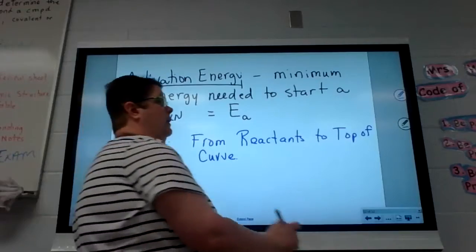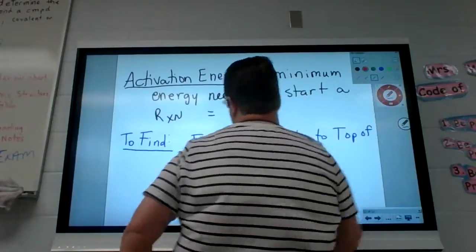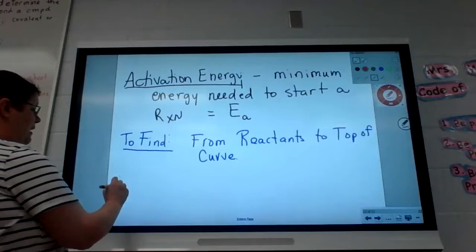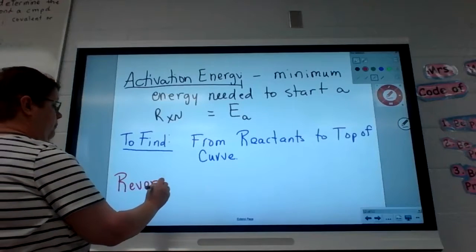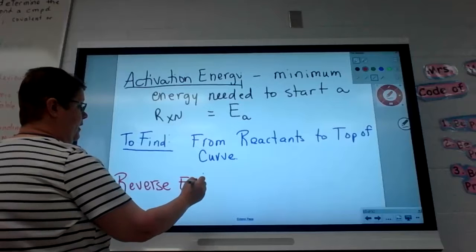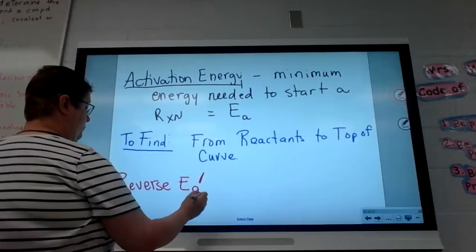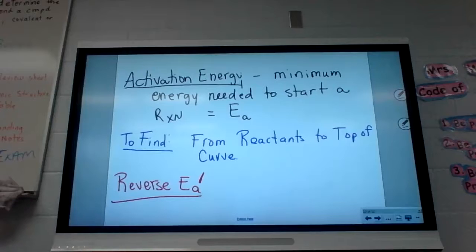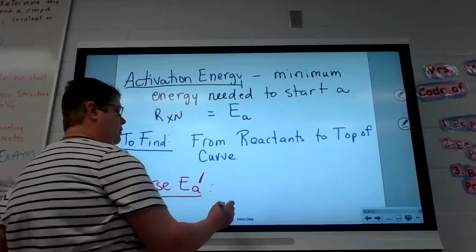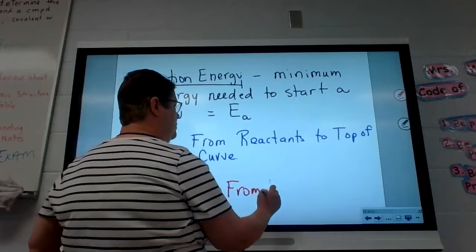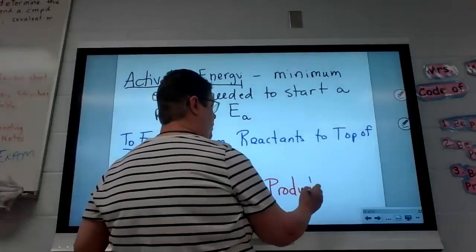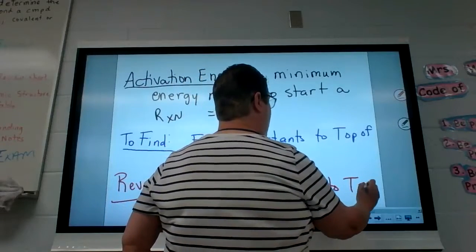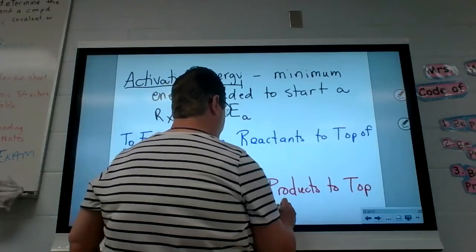Now, we will also do reverse activation energy, and it has an accent mark on it. So if we want to reverse it, where do we start if we want to reverse the reaction? The bottom. That's right, products. So we're going to start at the end. So when we reverse it, we go from the products to the top of the curve.